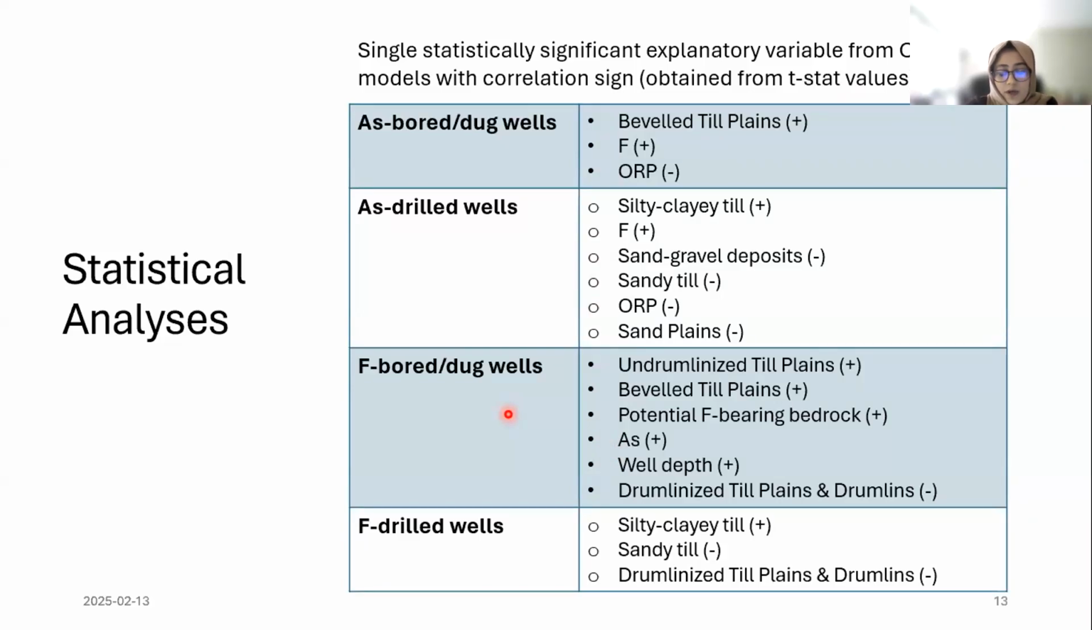One more interesting finding we got from this analysis was that a T statistics value with a negative sign suggested a negative correlation between dependent and explanatory variables. For example, arsenic and ORP in both types of wells, sandy till deposits for both arsenic and fluoride in drilled wells here, and some sand-dominated physiography such as drumlinized till plains, drumlins, and sand plain for fluoride and arsenic in both types of wells.